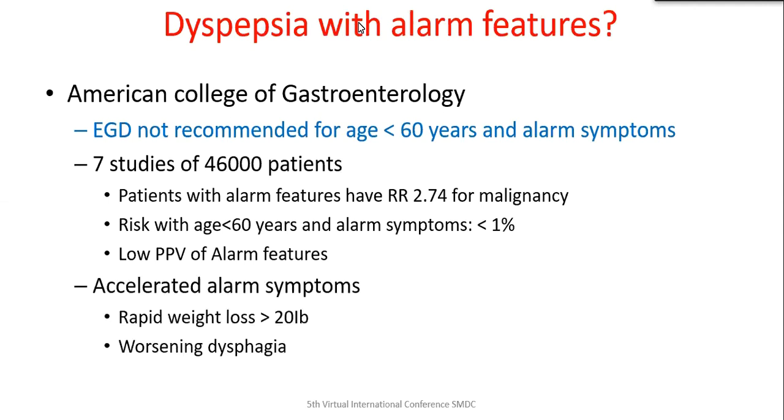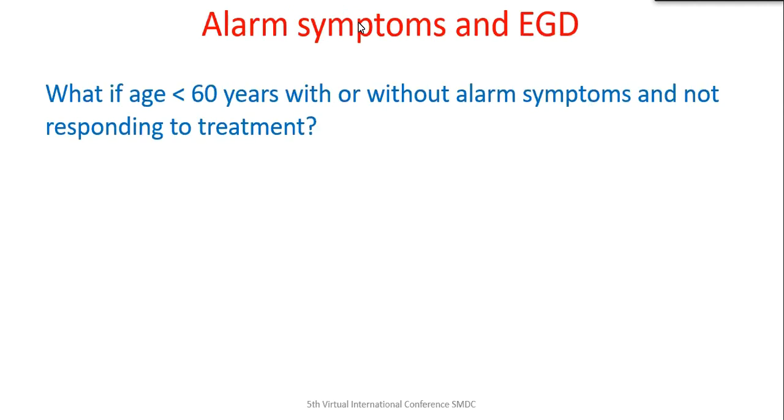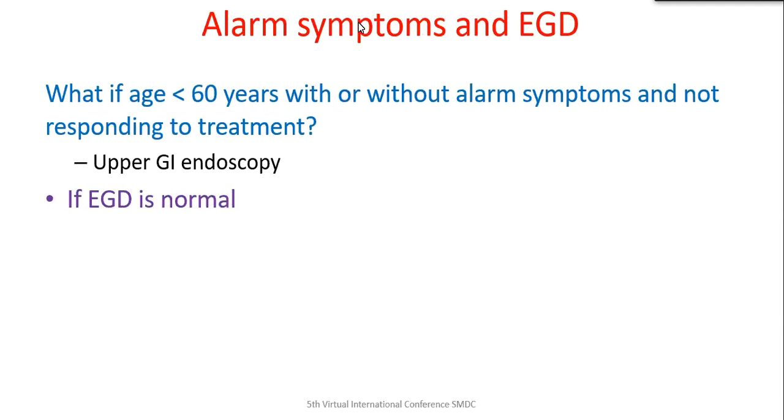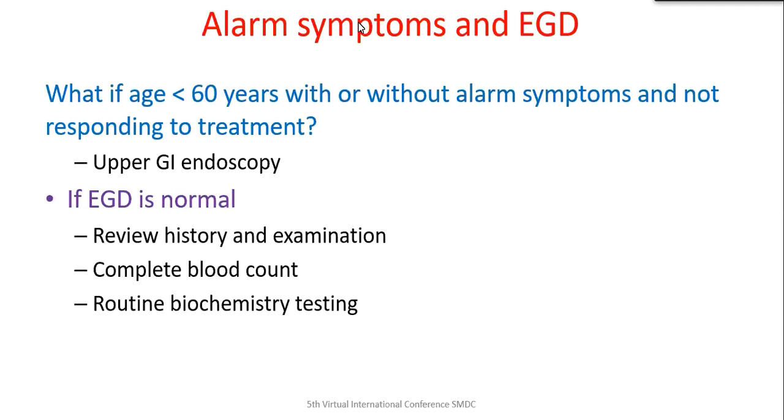Instead, they suggest that rapid weight loss, more than 20 pounds in 6 months, and worsening dysphagia are more of an evidence in favor that this patient may have an organic cause for his dyspeptic symptoms. What if age is less than 60 and the patient is not responding to the treatment, with or without alarm symptoms? Obviously, then endoscopy is indicated. And even if that is normal, it is recommended to review the history and examination, then you can proceed with your tests, complete blood count, and biochemistry, keeping in mind the list of organic causes that you have. Before that, you will consider the other treatment options for dyspepsia before jumping onto further workup in these patients.